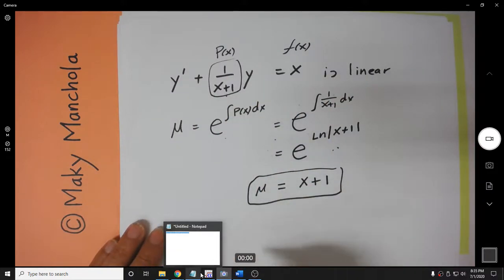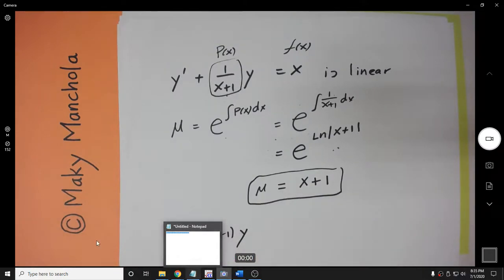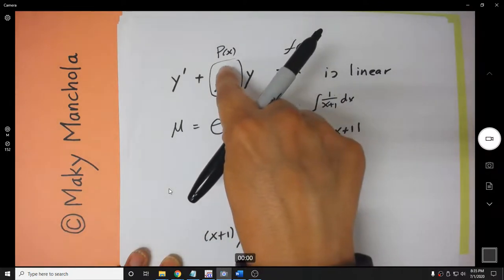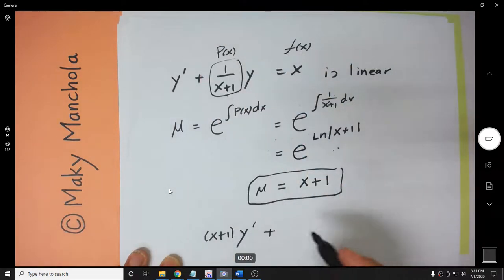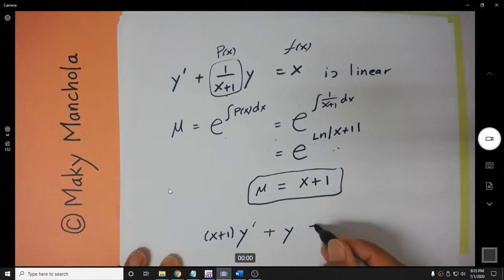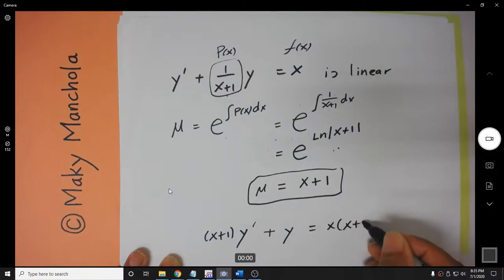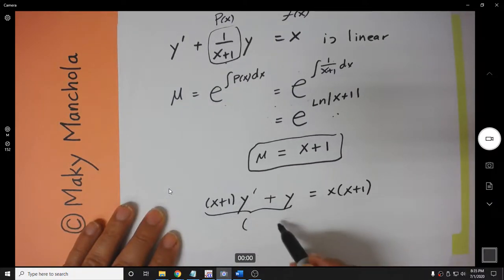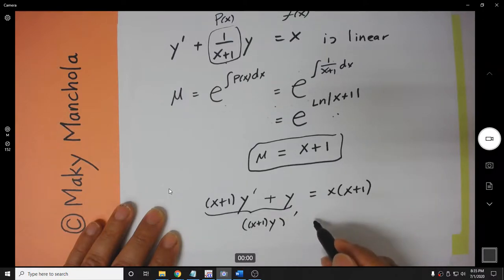So we get x plus 1 y prime, plus, when I multiply x plus 1 times 1 over x plus 1, they cancel out. So you end up with just y equals x times x plus 1. Okay, recall that this is now just the derivative of a product. Which product? Mu, which is x plus 1, times y. So you have that equals x plus 1.